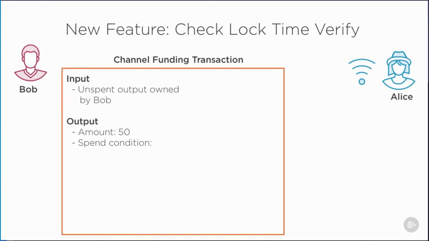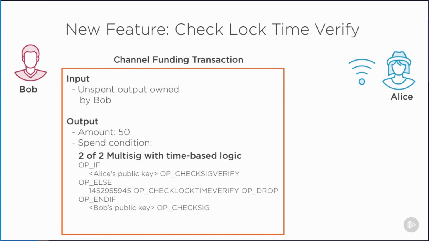Luckily, a new feature just activated provides a more secure solution to this protocol and several others. It's called Check Lock Time Verify and provides a secure way to lock up funds until a given time in the future. Here's how this would work in our example with Bob and Alice. Bob adds an additional line of logic to his original funding transaction output script that says the funds are spendable by just his signature after 24 hours.